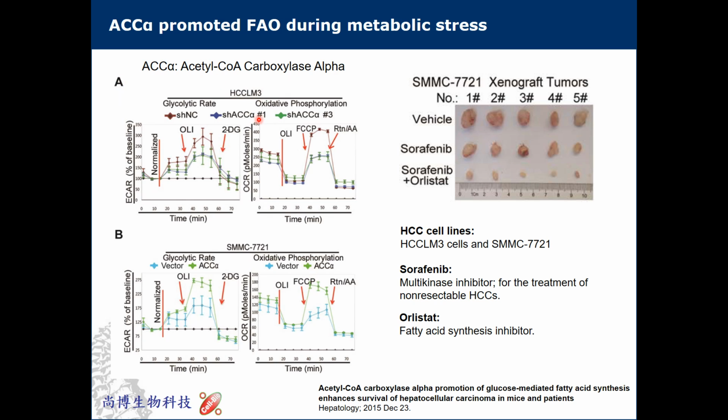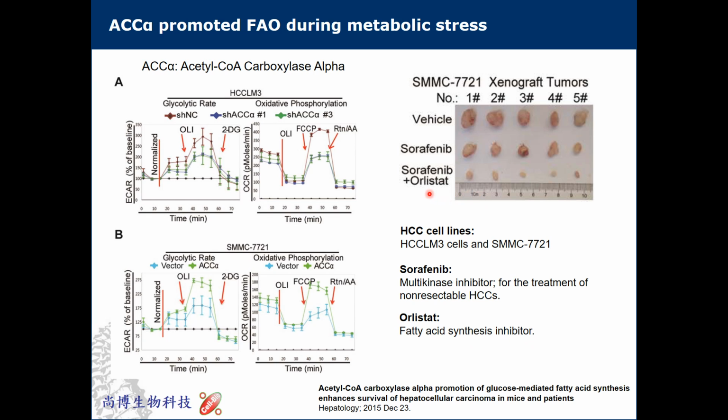So let's try to cure it. Here is the vehicle control, and here is a treatment of aromatic kinase inhibitor. It is a very common way to treat tumor cells in the clinic. Then, because we know they will produce fatty acid and use it by themselves, let's treat with aristate. Aristate is a fatty acid synthesis inhibitor.